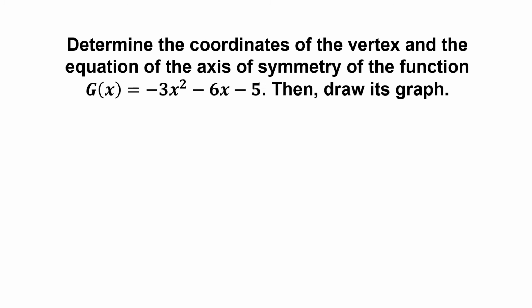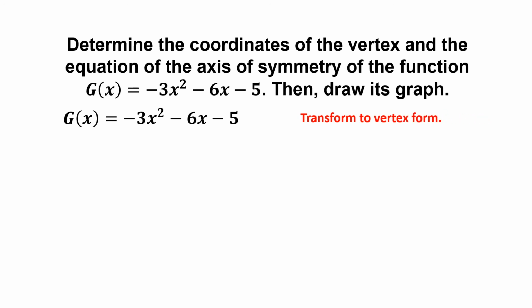Determine the coordinates of the vertex and the equation of the axis of symmetry of the function g of x is equal to negative 3x squared minus 6x minus 5. Then, graph its function. Let's use a different approach in finding the coordinates of the vertex. Convert the given function form in vertex form.